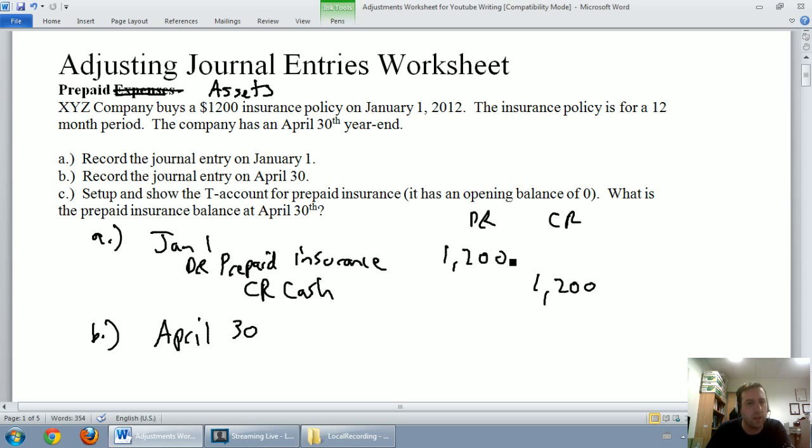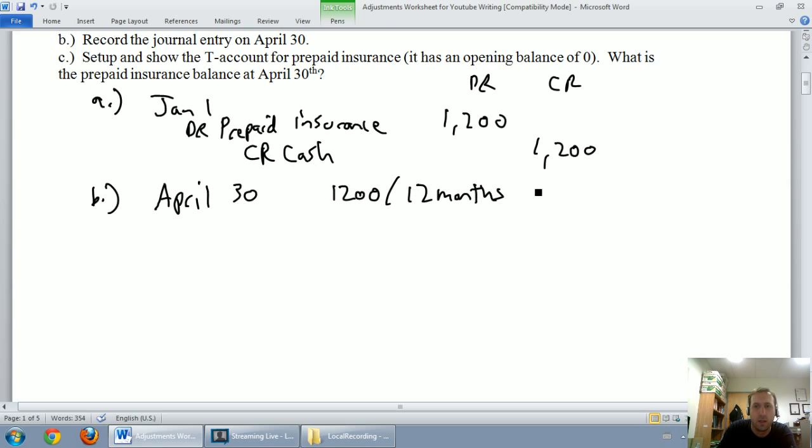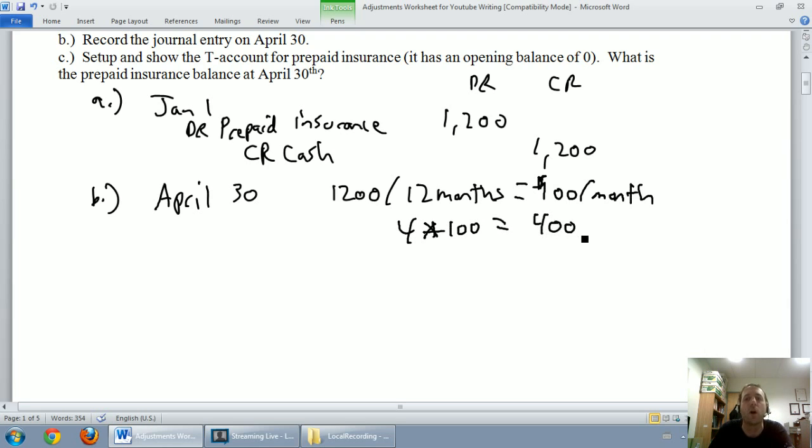So let's go ahead on April 30th and figure out how much of this insurance to expense. I'm going to do it just here underneath my picture. So we bought a $1,200 insurance policy that was supposed to last us 12 months. That means our insurance is going to expire at a rate of $100 per month. And we've gone from January, February, March, April. We've used 4 months of insurance. So 4 months of insurance at $100 means we've used $400 worth of insurance.